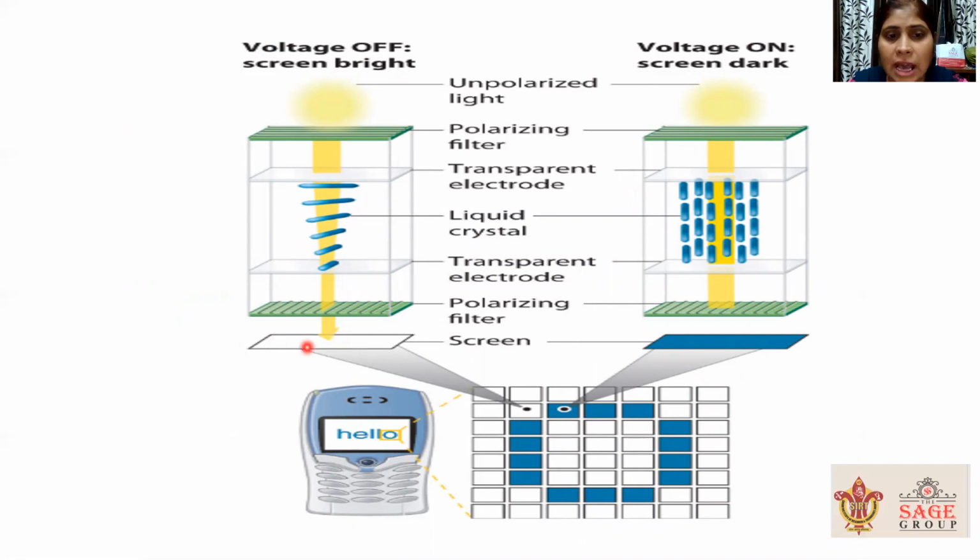You can see this is the glass screen. The polarizing filter is used. This polarizing filter is nothing but X-ray sheets, like X-ray sheets. This is placed in this direction. You can see the lines are present here in this direction.